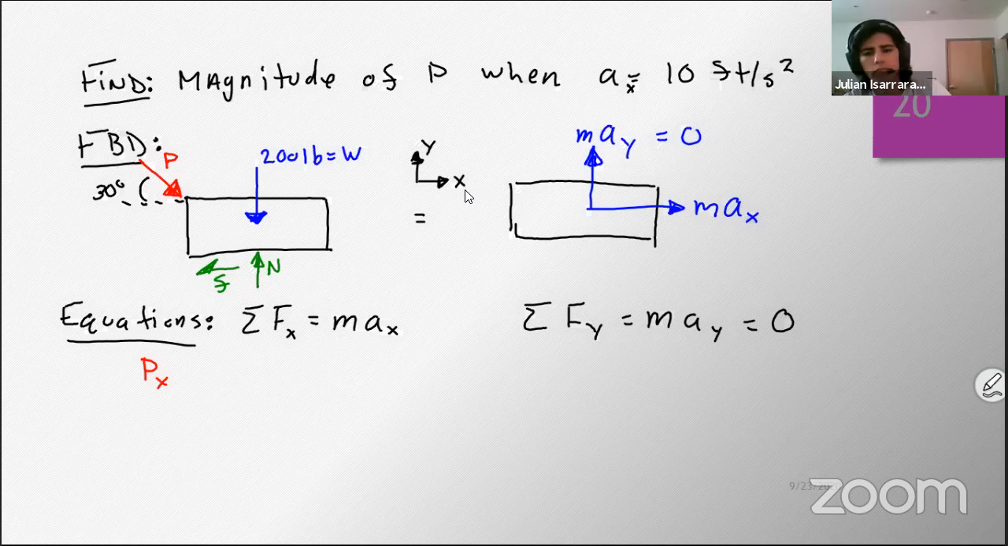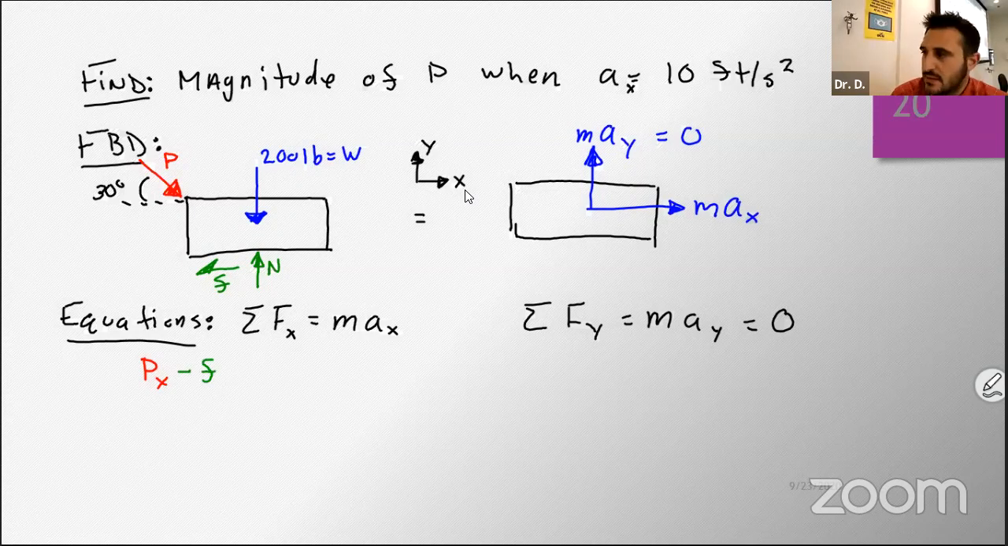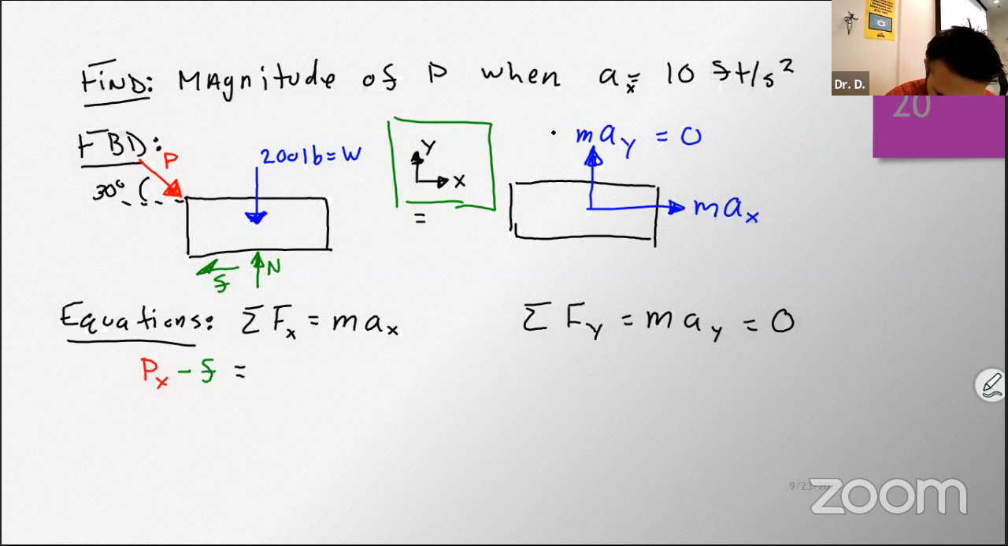Friction, right? Notice the signs. P sub X, the X component of P, is moving to the right. Friction is moving to the left. According to my coordinate system, X is positive to the right and up. So since this force is moving to the left, it's negative. All right, cool. And this is equal to what? Well, that's equal to my mass times my acceleration in the X direction.